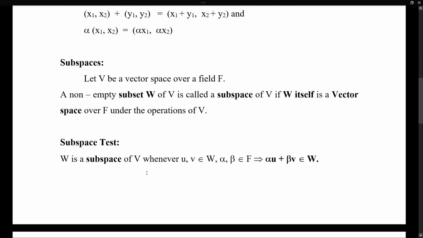Checking this is enough. And also first check whether it contains the zero vector. So that is a short trick, a shortcut. Suppose a subset does not contain the zero vector, it cannot be a subspace as well as a vector space.